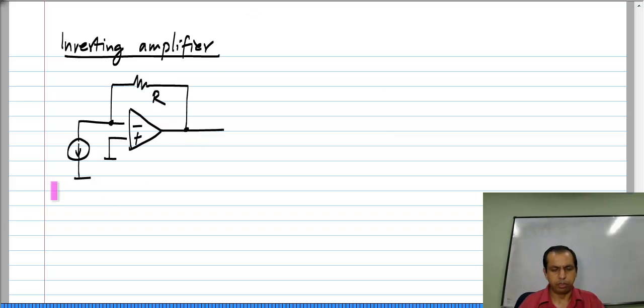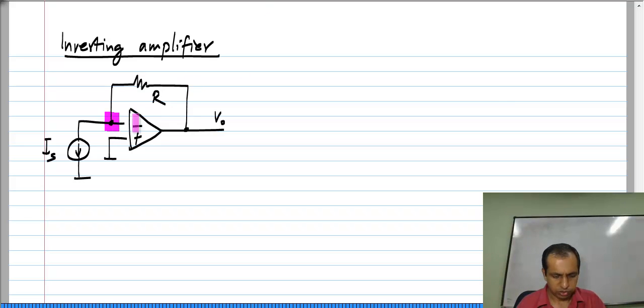Now, this circuit can be derived using the principles of negative feedback, but in this case I am not going to do that. I have just put down the circuit. So, let us say this current is I s and this voltage is V naught. Then the analysis of this circuit is very easy. Really, there are only two nodes.